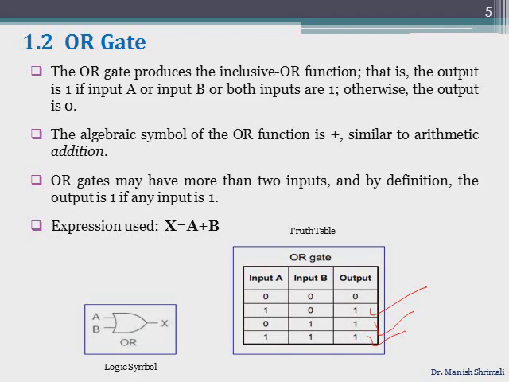So this is the logic symbol of the OR gate, and this is the truth table of the OR gate. You can see that in the case of the OR gate, the output is 0 when both the inputs are 0, and if either of the inputs is 1, the OR gate produces output as 1. So this is the main property of the OR gate. When all the inputs are 0, it gives output as 0. In the rest of the cases it gives output as 1.